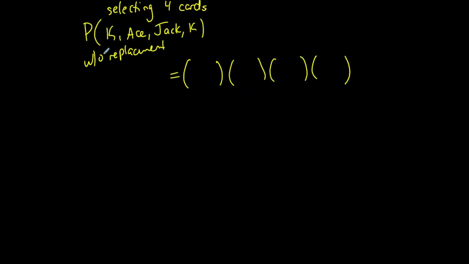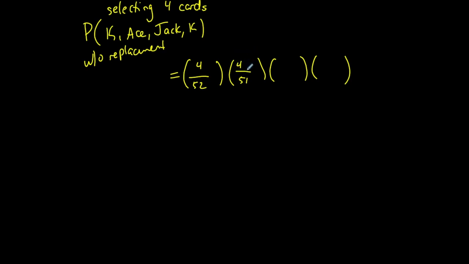But let's start with the first event, and that's selecting a king. So while selecting a king, there's 4 kings out of 52 cards. I keep the king out. So now I only have 51 cards. But I kept the king out. I still have 4 aces. Taking a king out does not affect the number of aces that I have in the deck. So be careful with that.